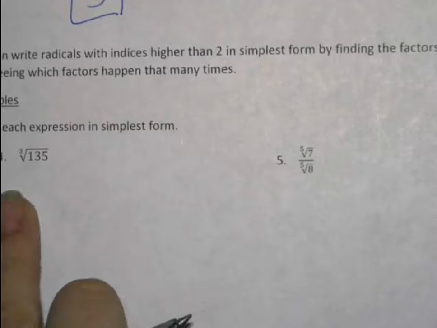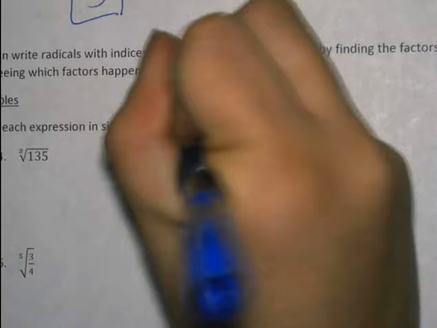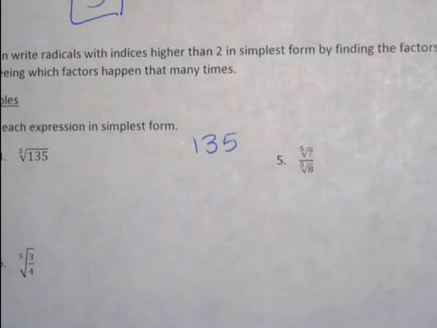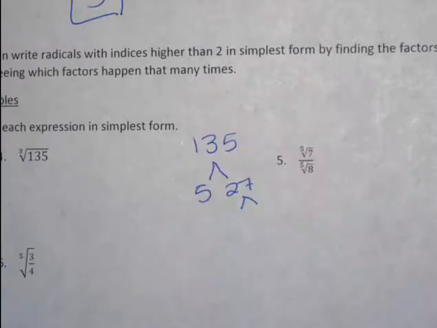So, this one, I cannot take the cube root of 135. It's not a perfect cube. So what I'm going to do is my factor tree for 135. And I'm looking for groups of 3. What numbers go into 135? 5 and 27. What numbers go into 27?